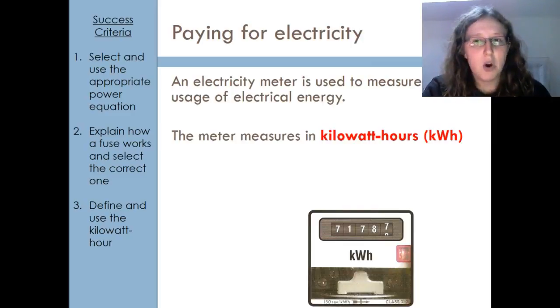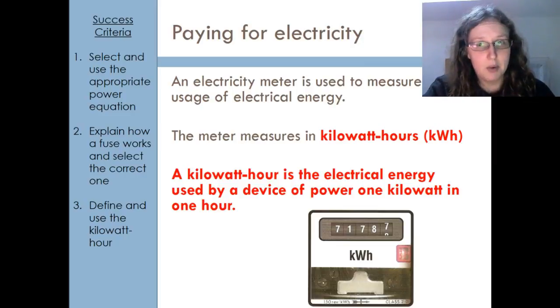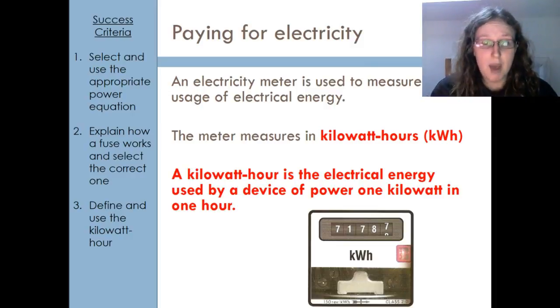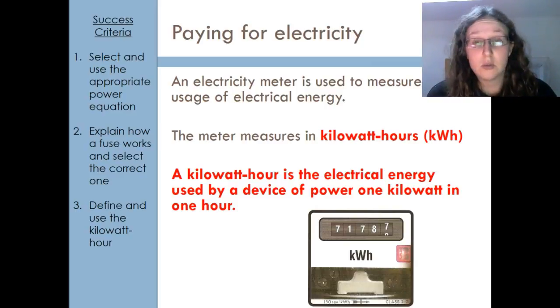We use kilowatt hours. Now you need to know and be able to define a kilowatt hour. The easiest definition is that a kilowatt hour is the electrical energy used by a device of power 1 kilowatt in 1 hour. Or you can say it's equal to 3.6 megajoules. You can learn either one, but I think having the definition that explains it is probably a bit easier to get to because it comes from the name. 1 kilowatt device running for 1 hour.